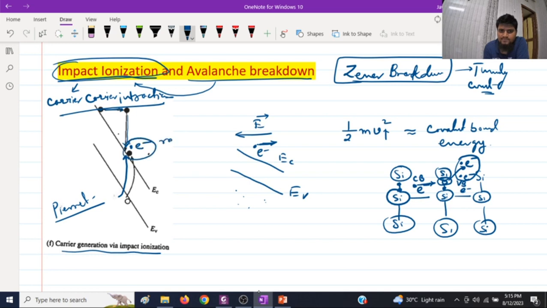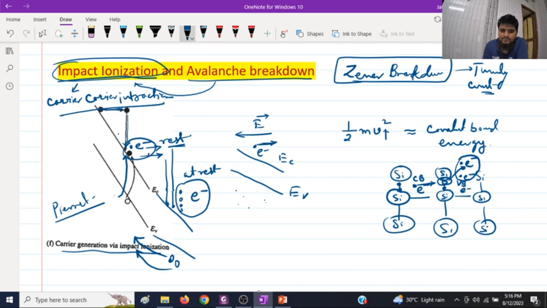Both are at rest. However, because the electric field is still there, both of them will accelerate, and if sufficient energy is gained, they will cause another impact ionization. Then they will create four electrons at rest, and two more holes over here. These holes will accelerate this side. Holes are generally taken in the bubble model, so they move upward in the energy band diagram, and electrons move downward. So this is impact ionization.